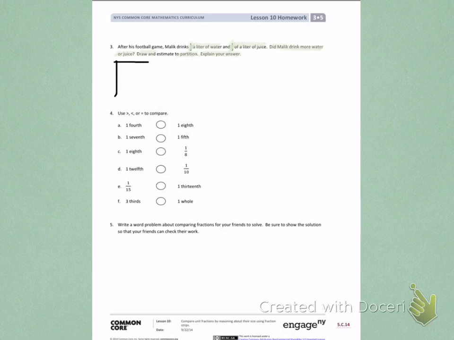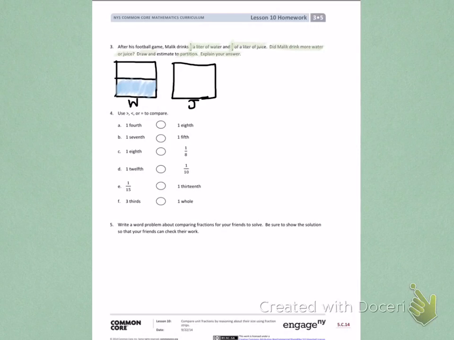I want to make sure that when I'm drawing these, I draw them as close in size as possible so they are easy to compare, like the fraction strips on the front. This is going to be water, and this is going to be juice. Malik drank 1/2 a liter of water, so 1/2 is 2 equal parts. So I will divide my water into 2 equal parts and show that Malik drank 1/2.